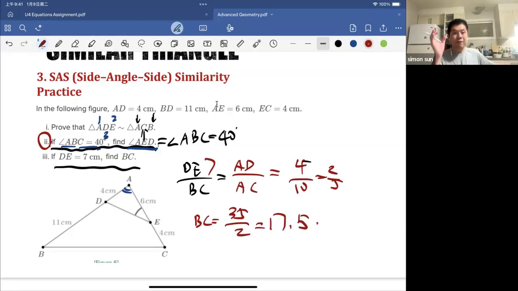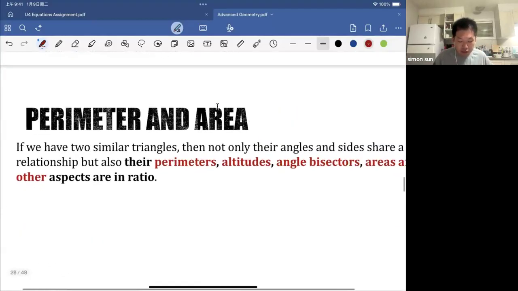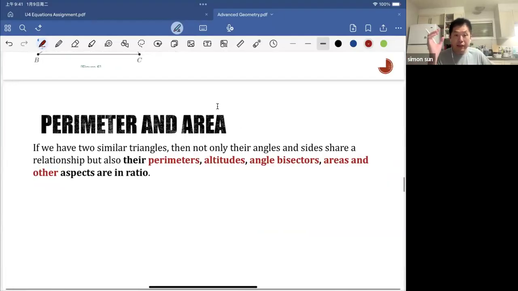Okay. Now, so far, we already know all three methods to prove two triangles are similar. Now, you might think, why do we need to learn this? I don't even know how to use this. This is just a concept, and it's useless. But once you prove two triangles are similar, what we have here is, okay, look here.